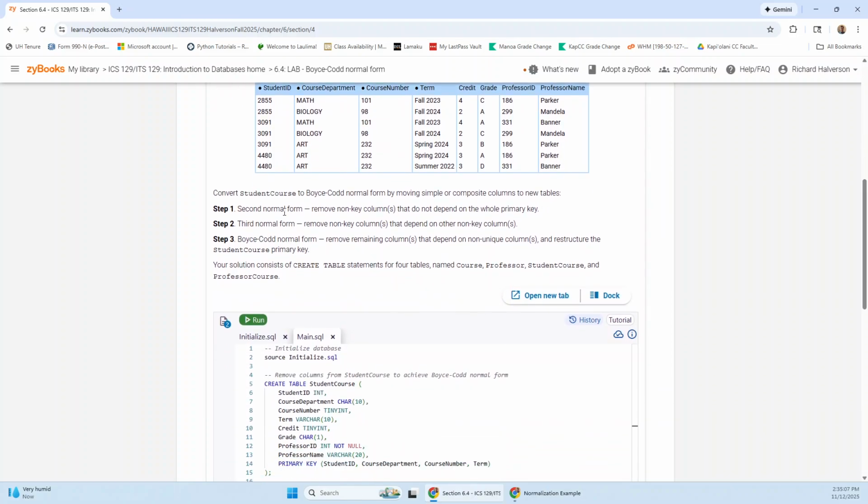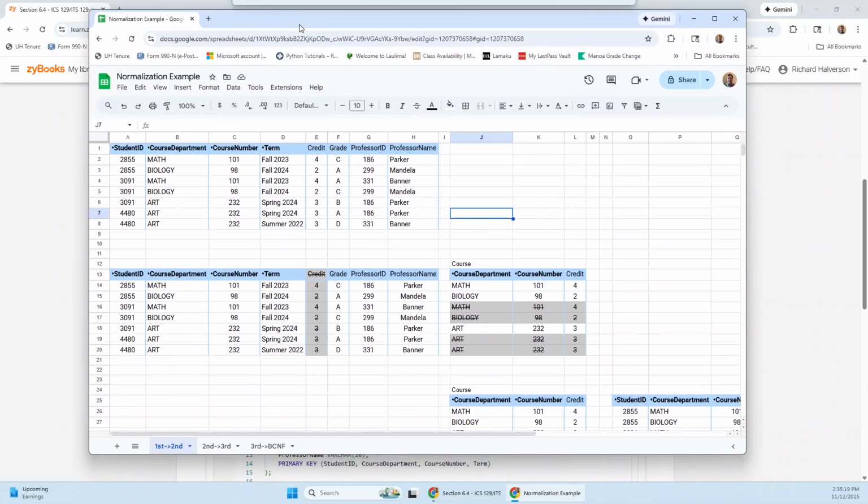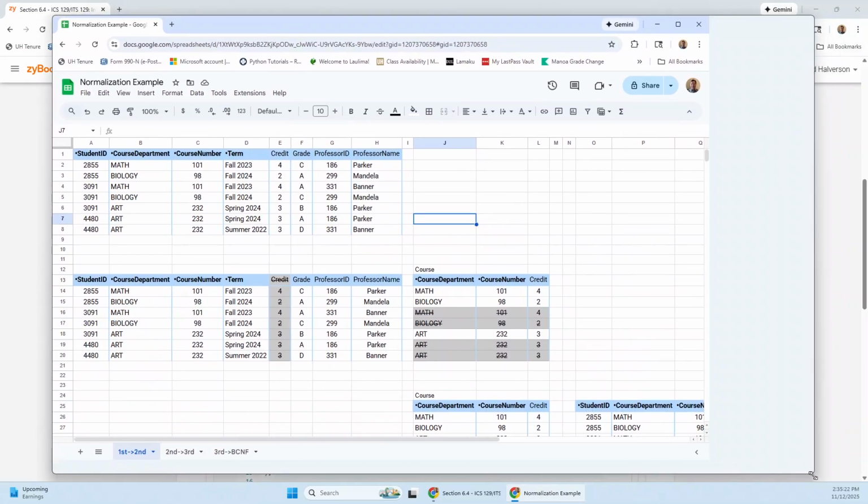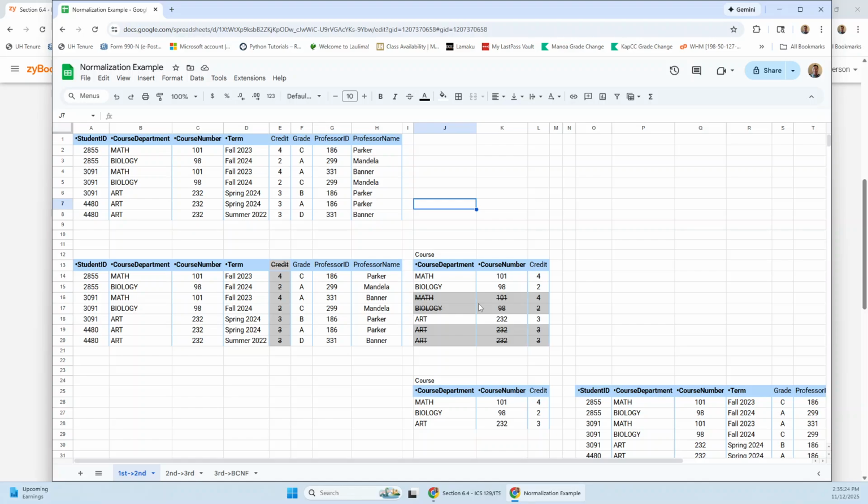So first of all, let's do second normal form, and that is to remove all non-key columns that do not depend on the whole primary key. I've made a table. I've used Google Sheets here, and I've made some tables. And so here, this is the table that we're starting with.